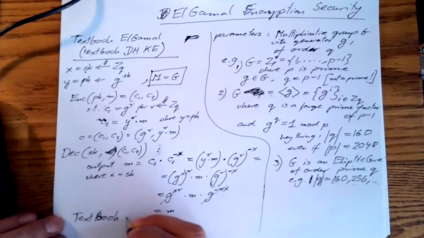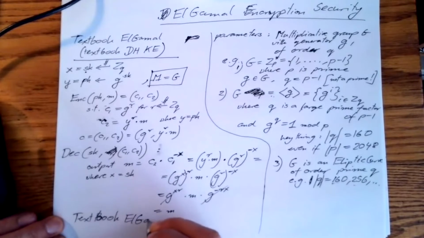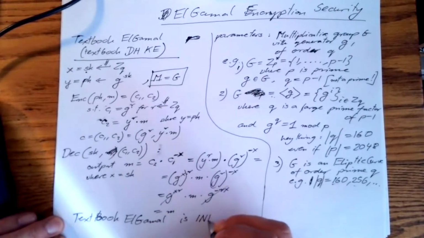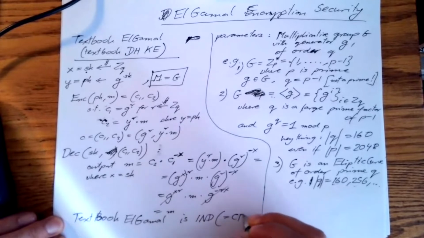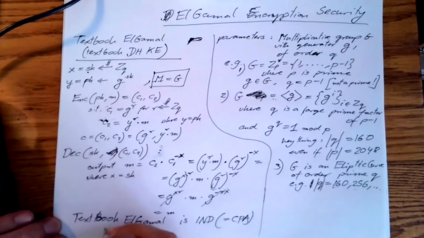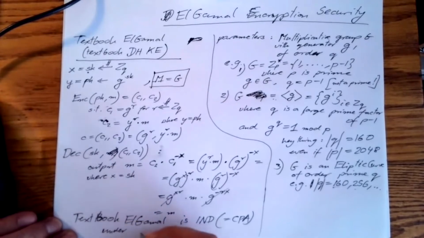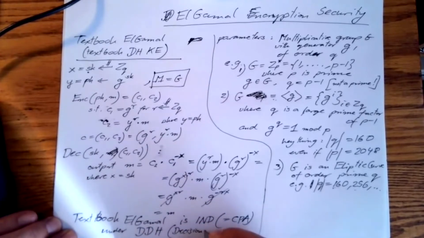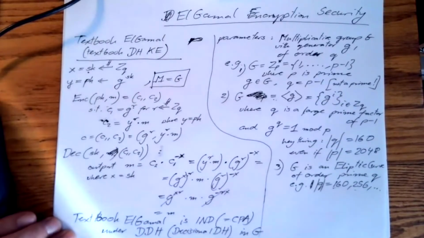Textbook ElGamal is indistinguishable, which is the same as CPA security for the case of public key encryption, under a decisional Diffie-Hellman assumption in group G. Okay.